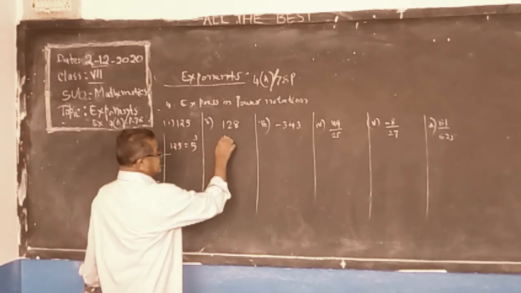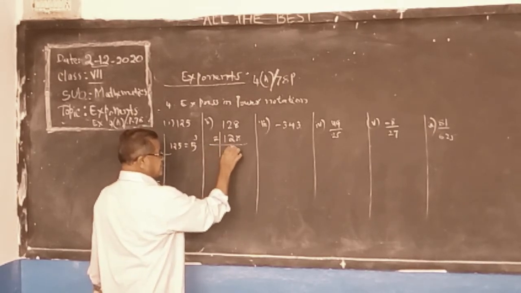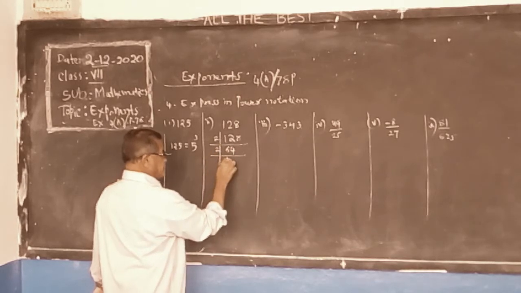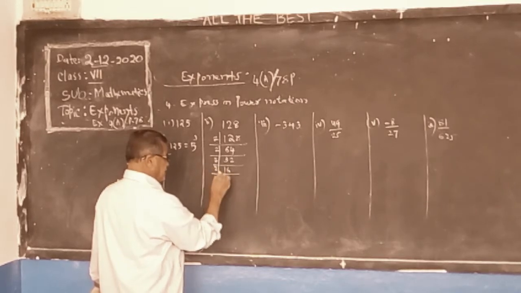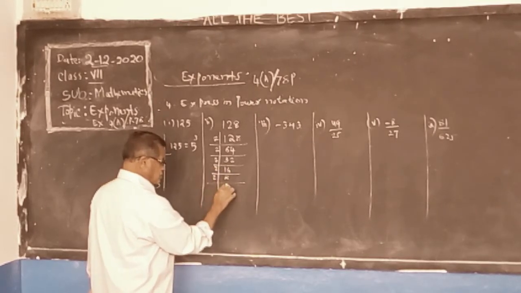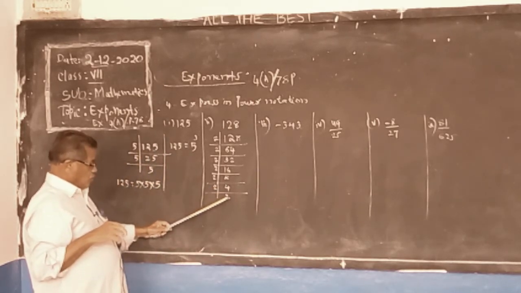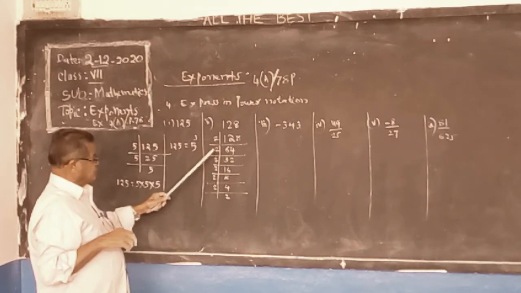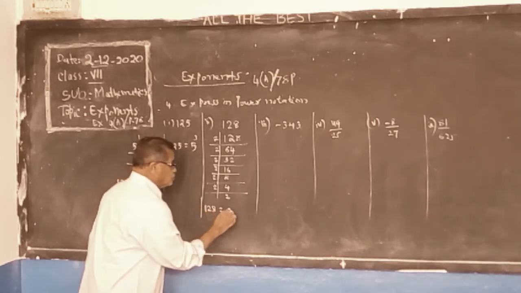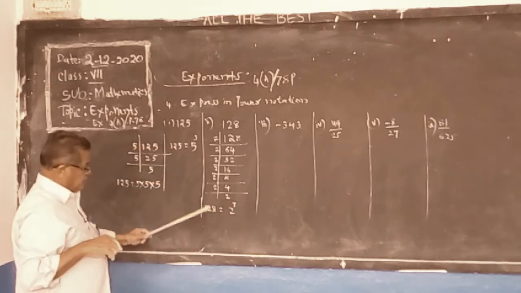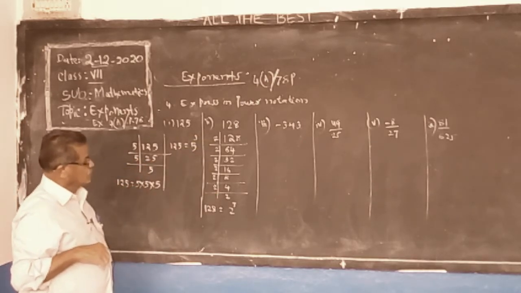Similarly for 128, it is an even number. First prime number 2. 2 sixty-fours are 128, 2 thirty-twos are 64, 2 sixteens are 32, 2 eights are 16, 2 fours are 8, 2 twos are 4. Now count: 1, 2, 3, 4, 5, 6, 7. 128 can be written as 2 power 7. Once again count: 1, 2, 3, 4, 5, 6, 7.